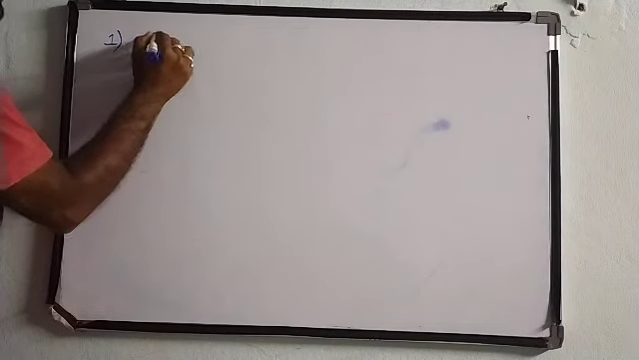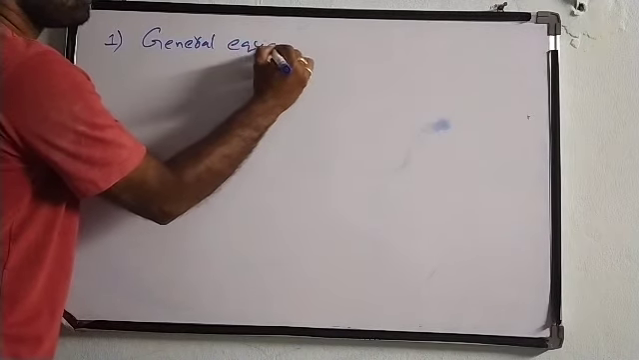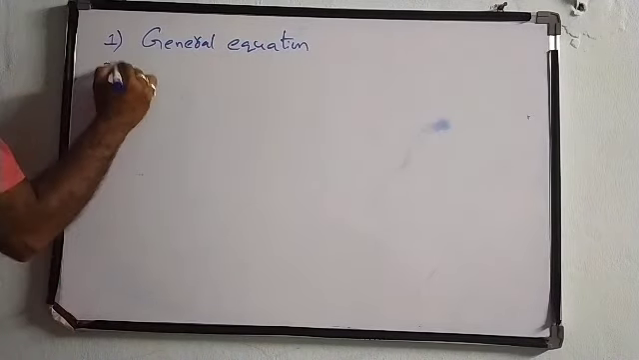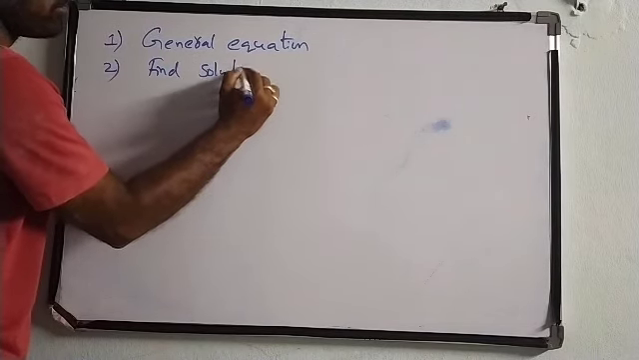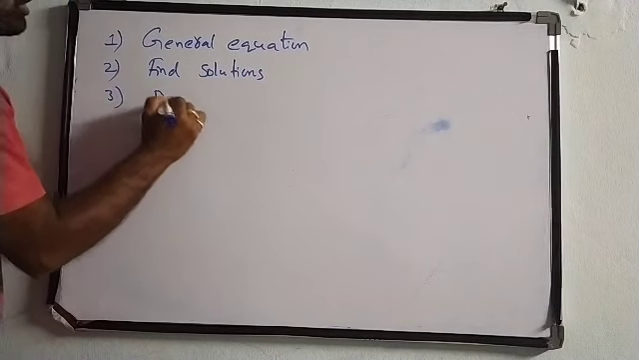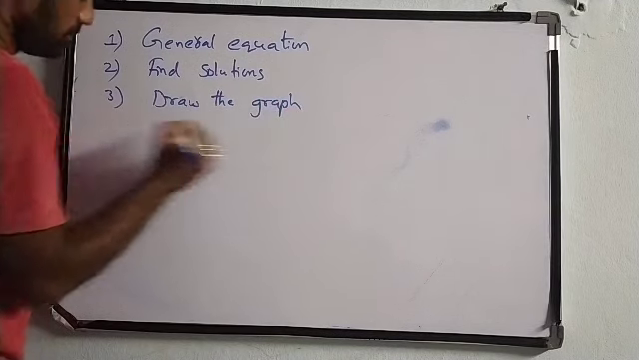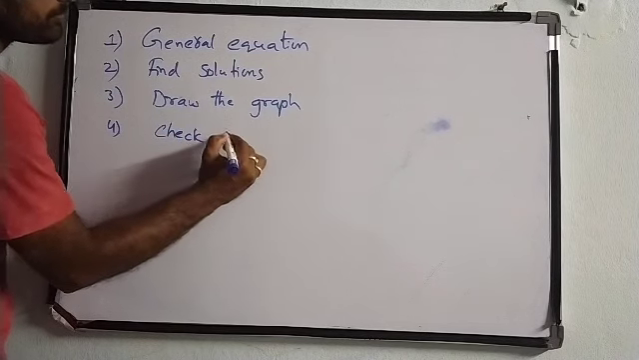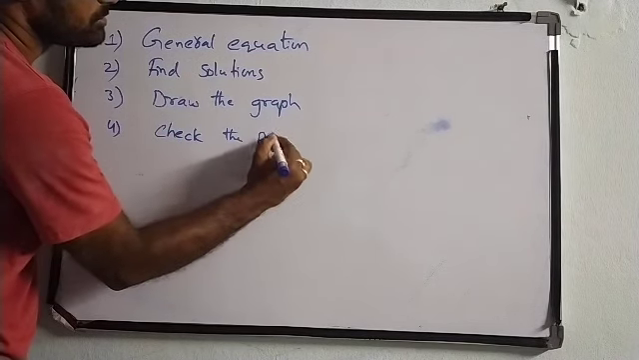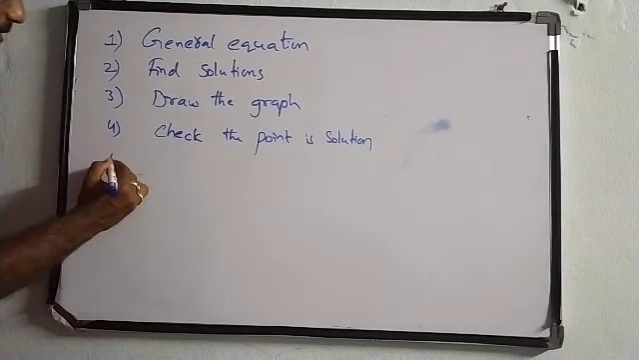So overall, we have to understand these few things. First one is the general equation. Second, we have to know how to find the solutions. Third one, we have to know how to draw the graph. Fourth one, we have to know how to check whether a given point is a solution or not. It means that we need to substitute that point.